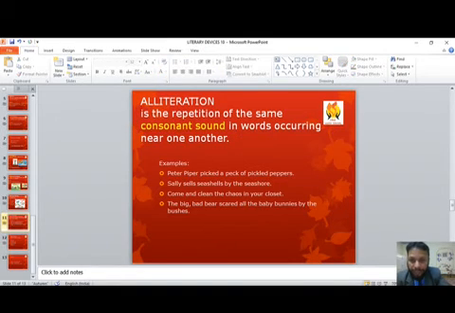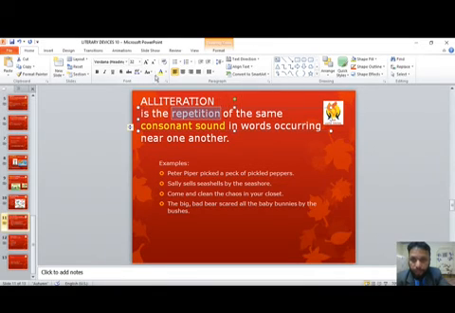So what happens in alliteration is that you find the repetition of a consonant sound. Peter Piper picked a peck of pickled peppers. What is the repetition?